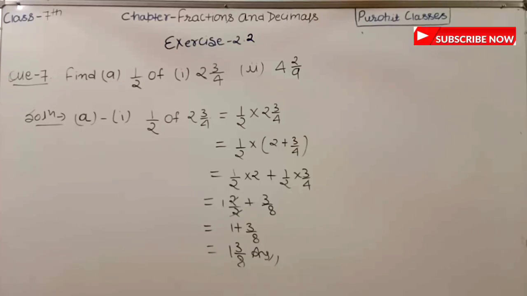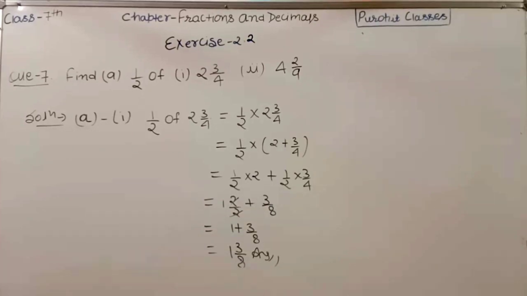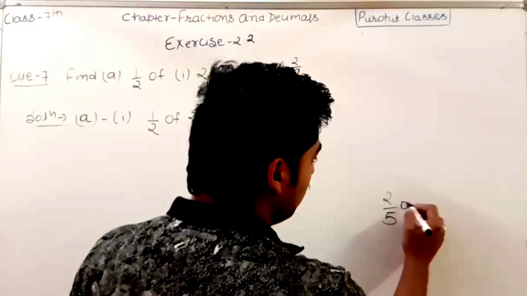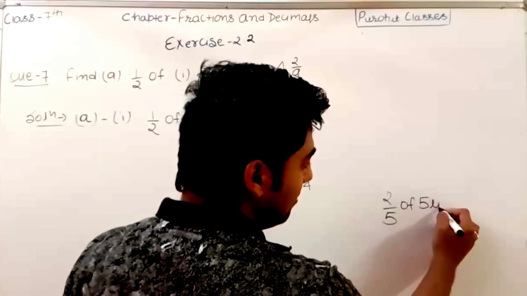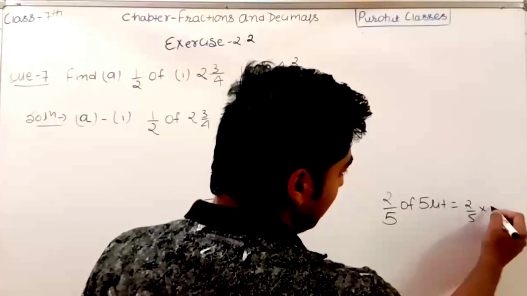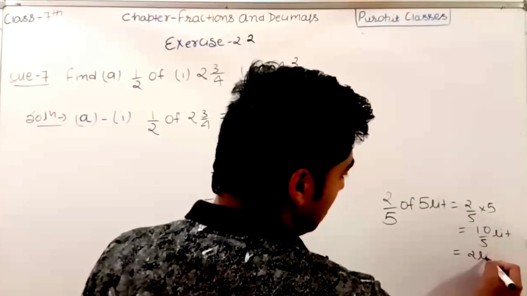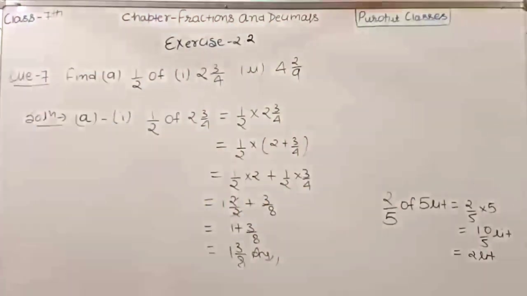Vidya and Pratap went for a picnic. Their mother gave them a water bottle that contained 5 liters of water. Vidya consumed 2 by 5 of the water. Pratap consumed the remaining water. First part, how much water did Vidya drink? The answer is Vidya drank 2 by 5 of the total water, and the bottle contains 5 liters, so it will be 2 by 5 multiplied by 5, that will be 10 by 5 liter, that means 2 liter. So Vidya drank 2 liters of water.